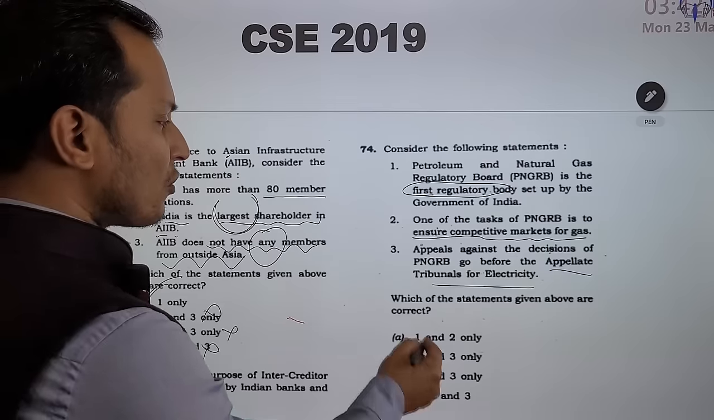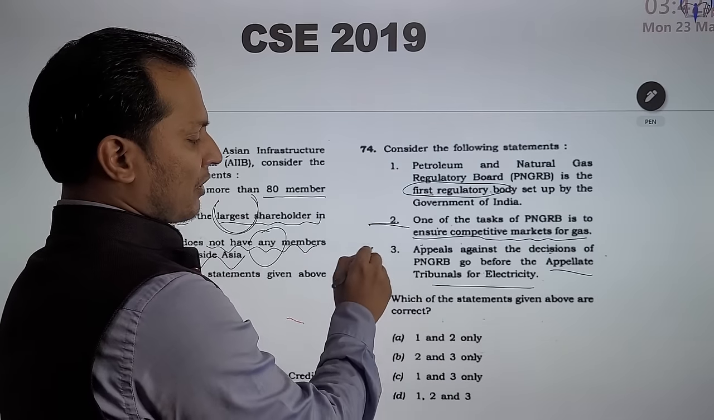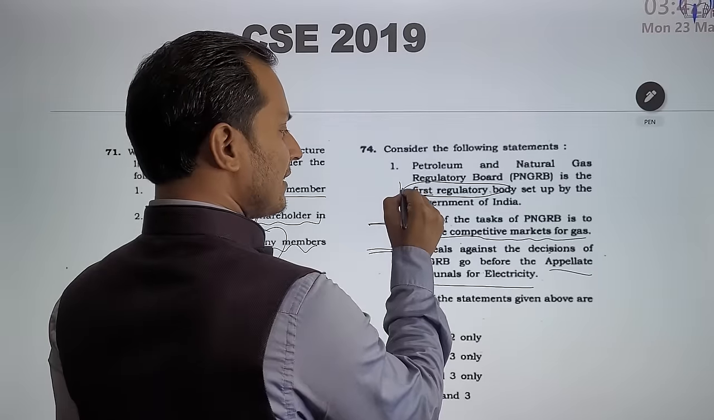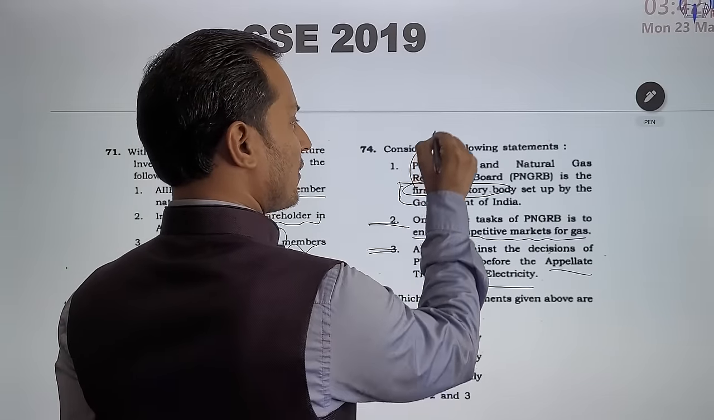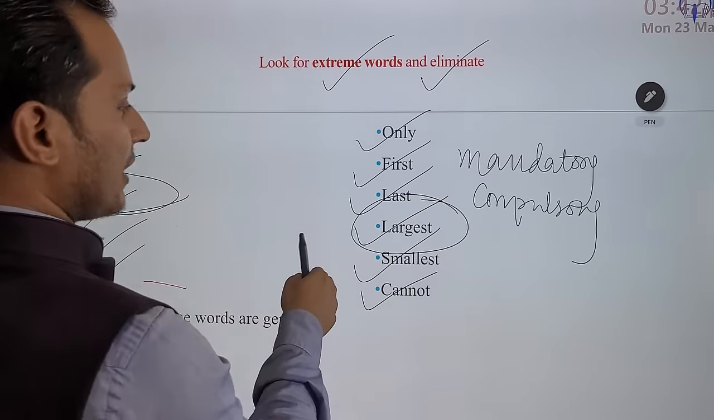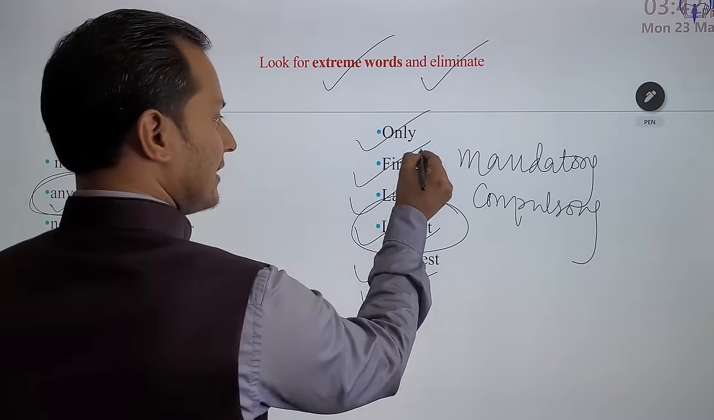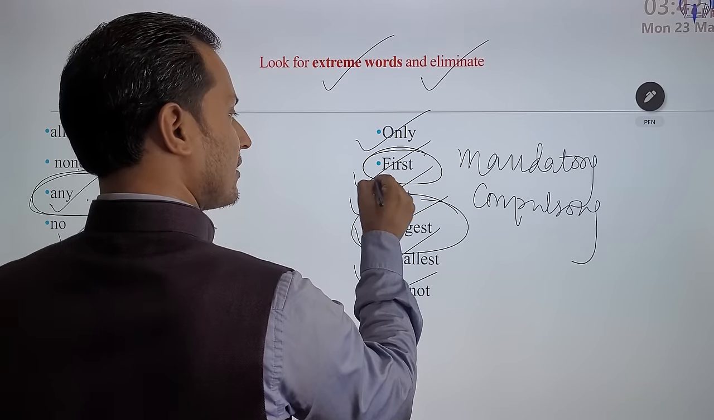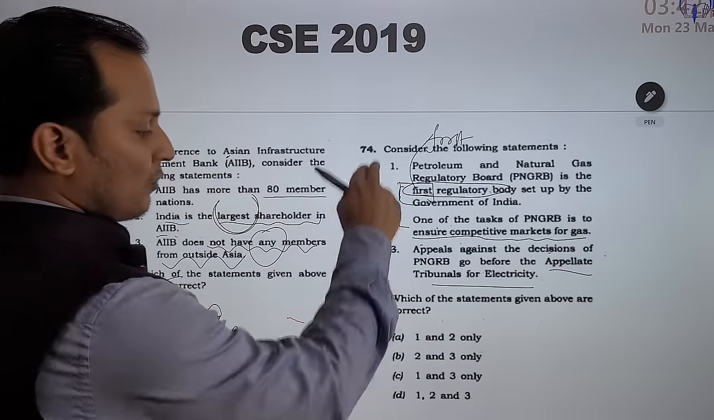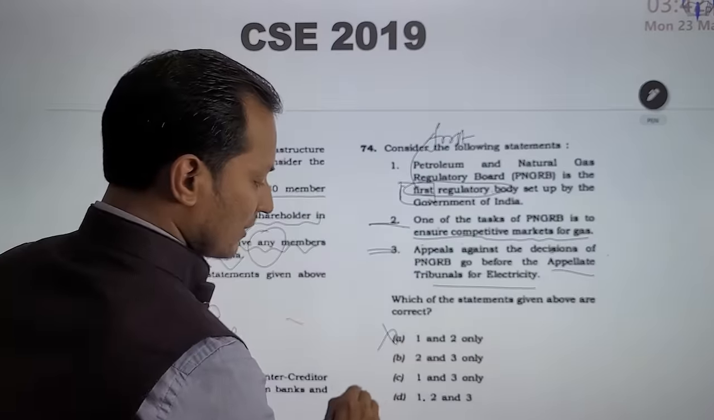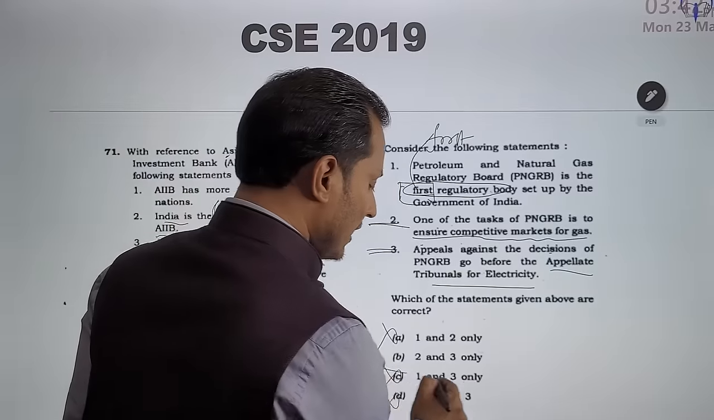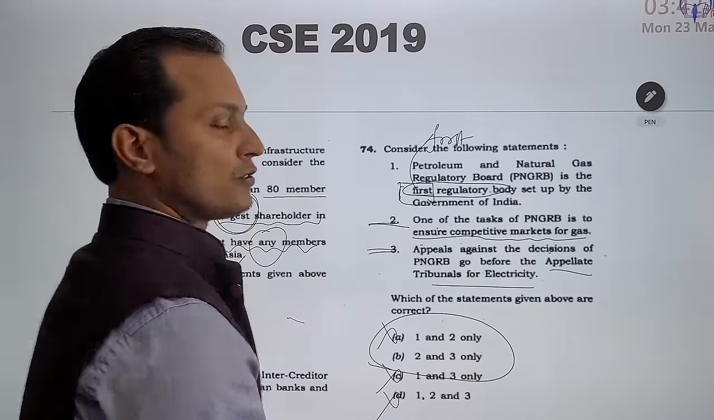We might not know about statement 2, we might not have read about statement 3, but here we see that since statement 1 uses an extreme word called first, and if we go back, we see that this is in the list of our extreme words. So we can eliminate this statement. Once we eliminate statement 1, we will be left only with option B, which is 2 and 3 only.